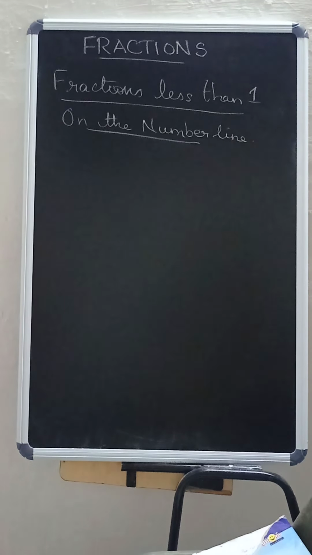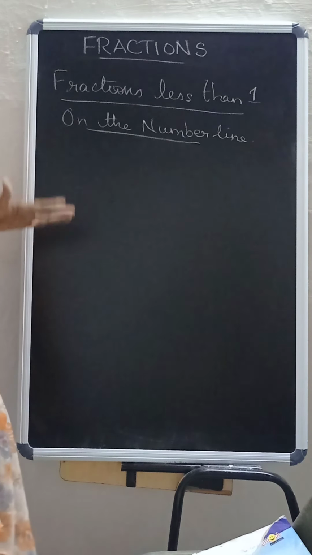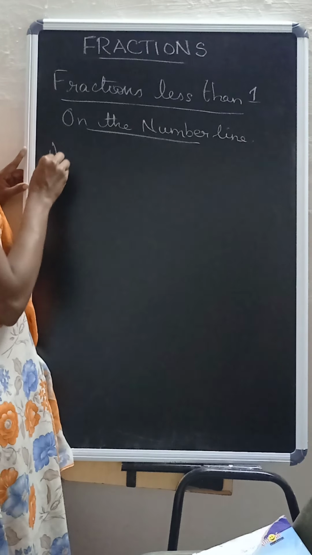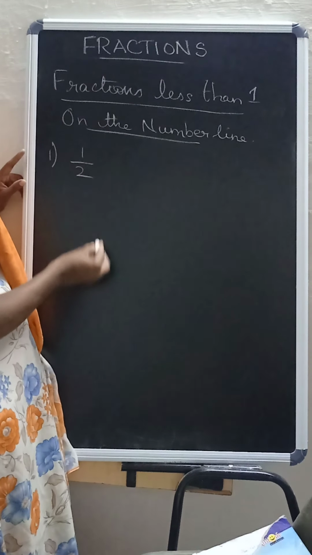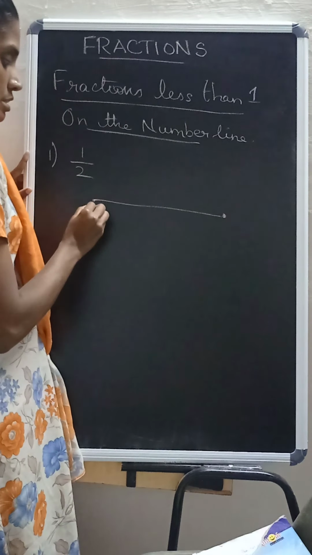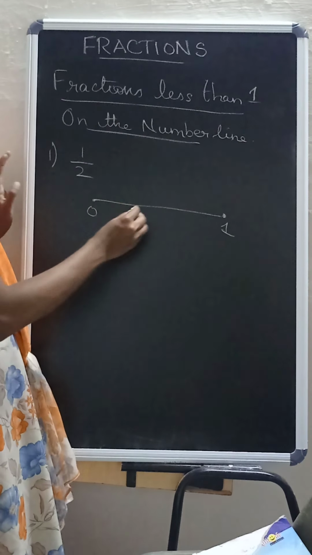Now, we will see fractions less than 1 on the number line. Okay. Till now, whatever fractions we have seen are all the fractions that are less than 1. Now, on the number line. First, I am going to represent half in the number line. So, see, 0 to 1.